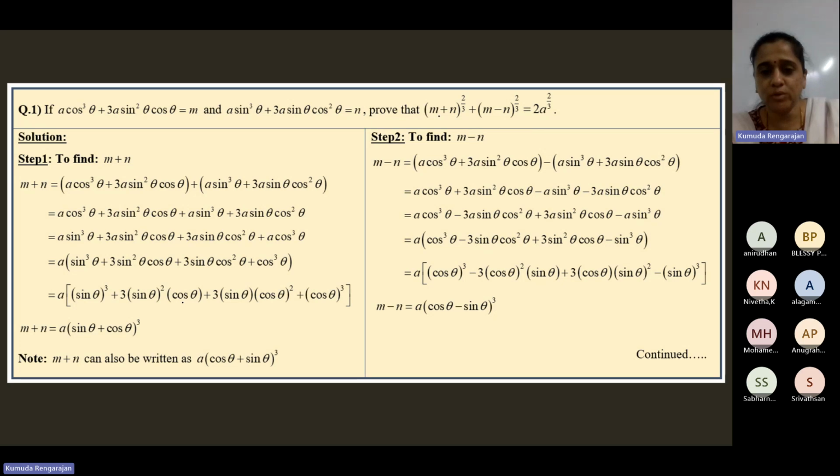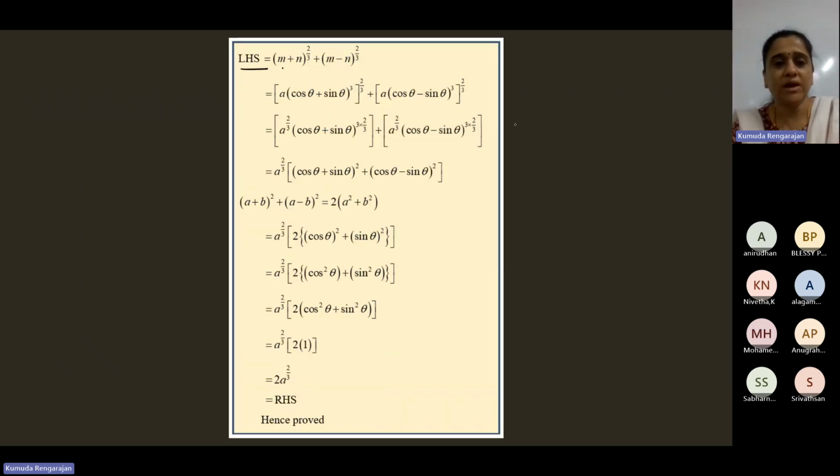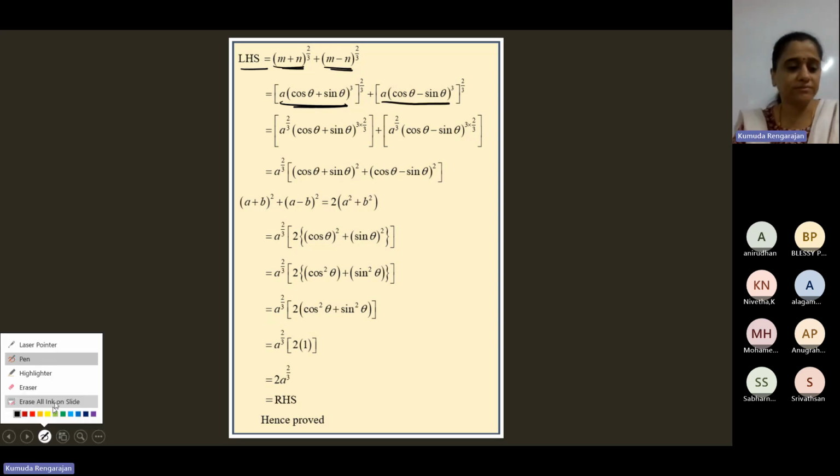From this part, you can make out, prove that (m plus n) to the power 2 by 3 plus (m minus n) to the power 2 by 3. So you need the values of m plus n and m minus n to work the left-hand side. We'll find the expression for m plus n and m minus n, and then we'll take up the LHS: (m plus n) power 2 by 3, (m minus n) power 2 by 3. We'll substitute m plus n, then m minus n, all right, so it goes like that.